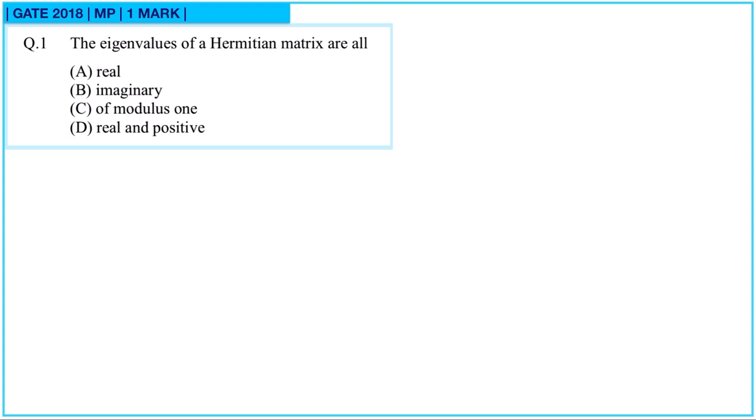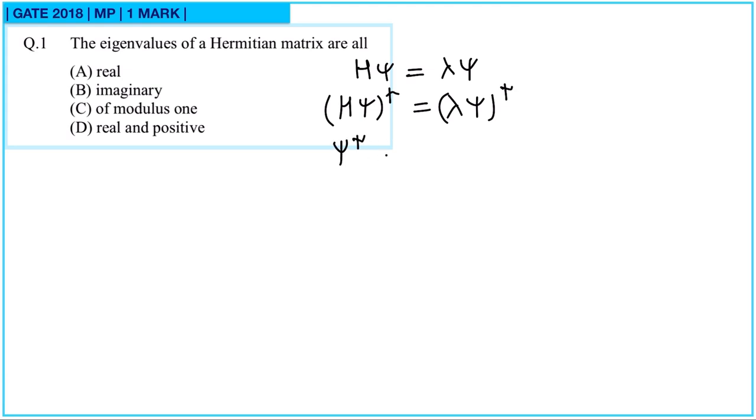Question 1. The eigenvalues of a Hermitian matrix are all. So for a Hermitian matrix, if you consider the eigenvalue equation, H of psi is equal to lambda into psi, then we can take the complex conjugate on both sides. So this will be the complex conjugate of psi into H of psi. And lambda is a scalar quantity, so its complex conjugate will just be the conjugate of it into psi. So this is a Hermitian matrix, so the complex conjugate will be equal to the same matrix.